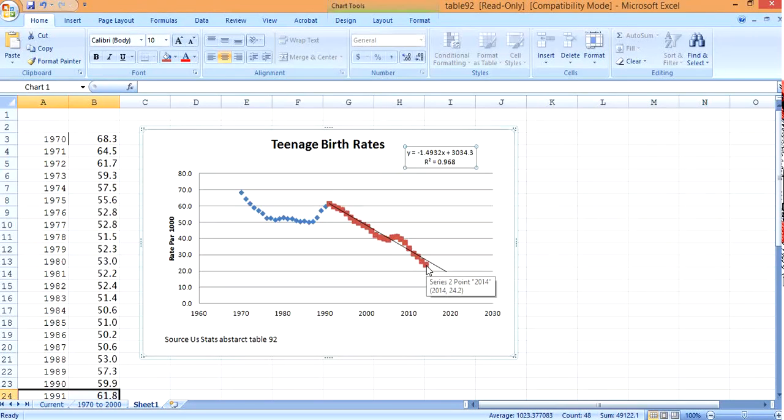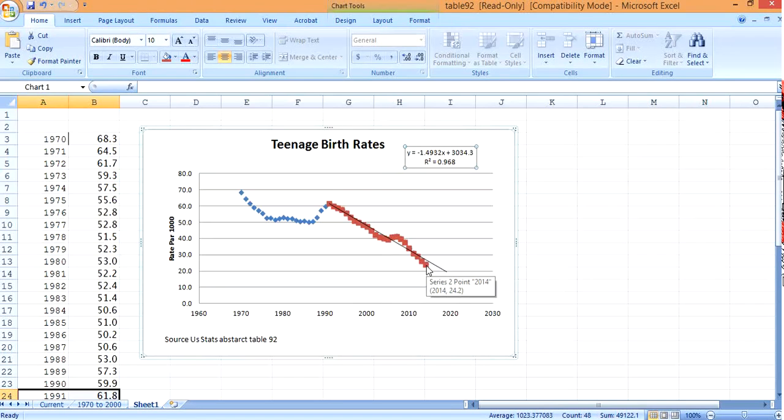So this is really interesting, right? There's this huge dramatic decrease in the teenage birth rate. And you might ask yourself a question at this point. You might wonder, well, why might this be? What are some reasons why the teenage birth rate might be decreasing? And this is one of the goals of this presentation.